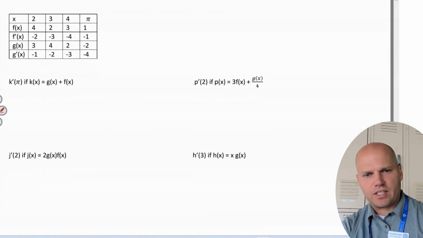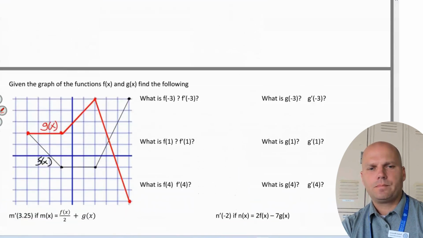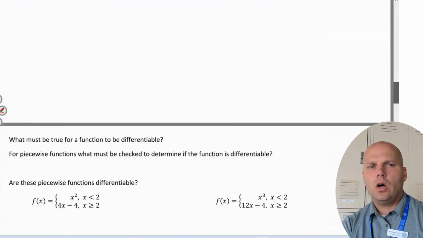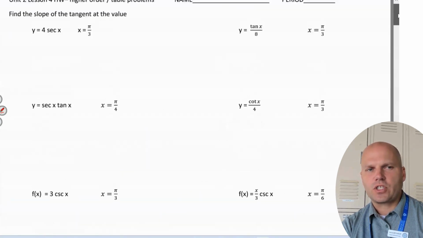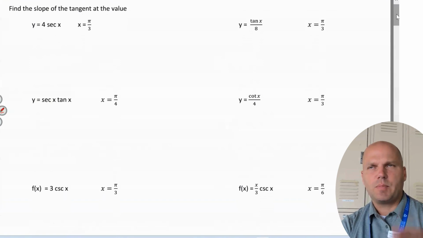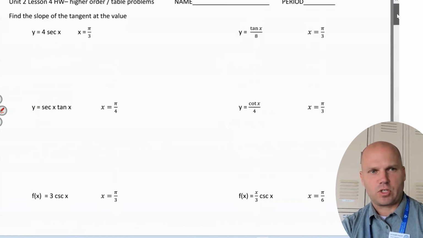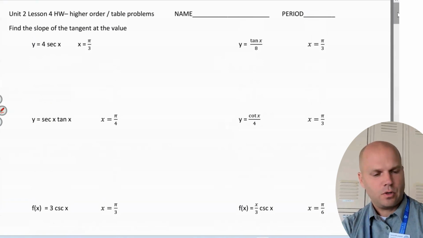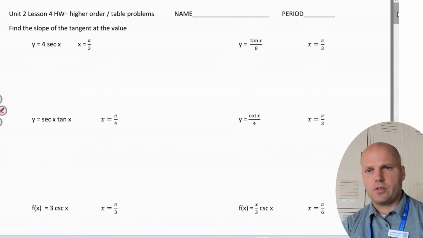So it's kind of a big lesson in terms of the different types of questions asked of you. It's bigger than the last lesson, which is really just a repeat of the second lesson with the product and quotient rule. So let's get into it.